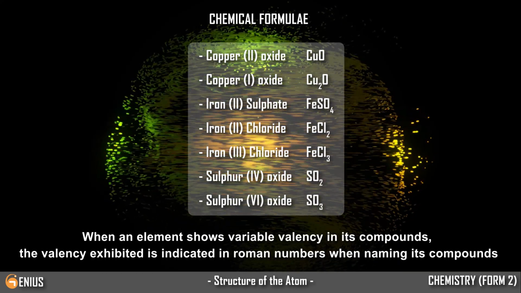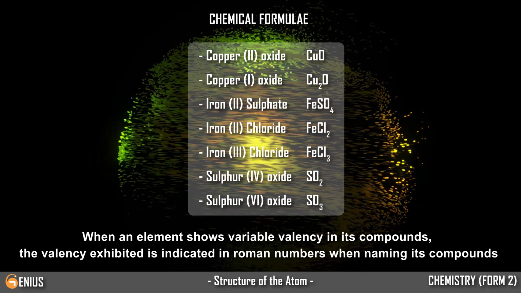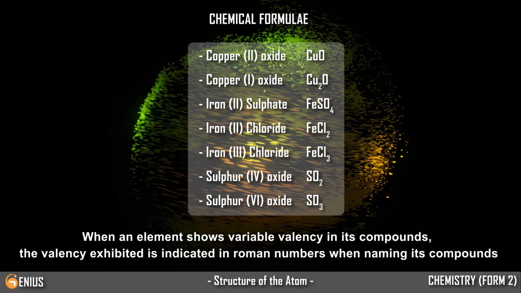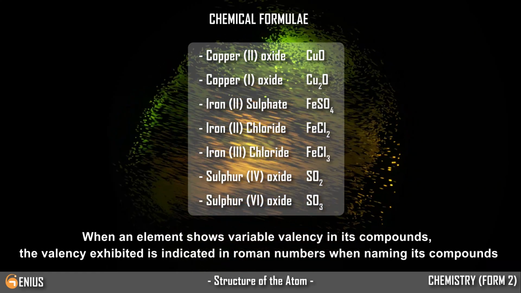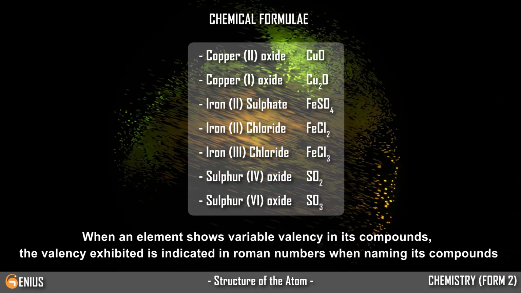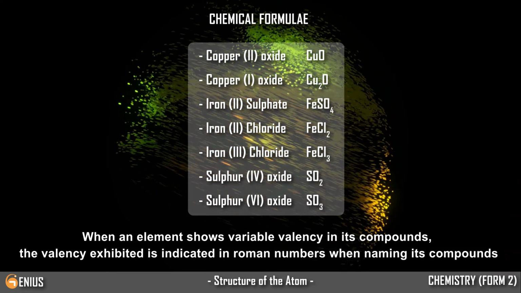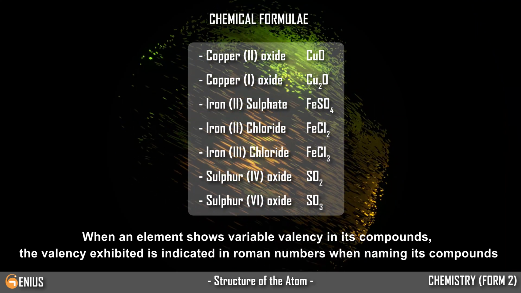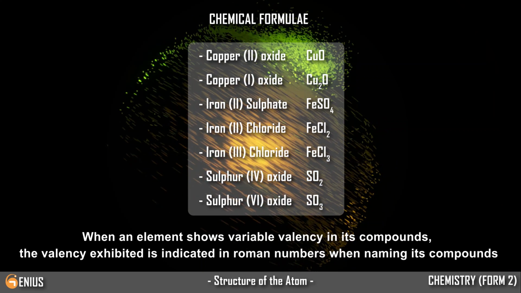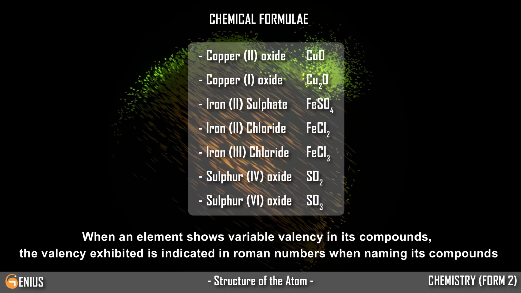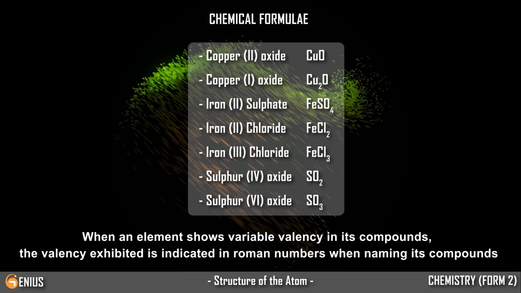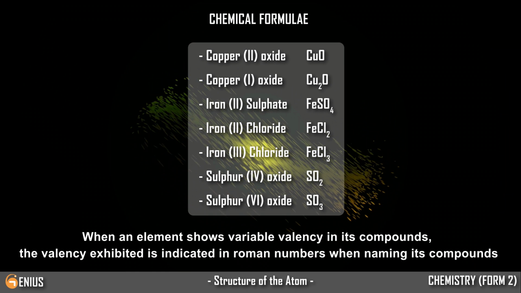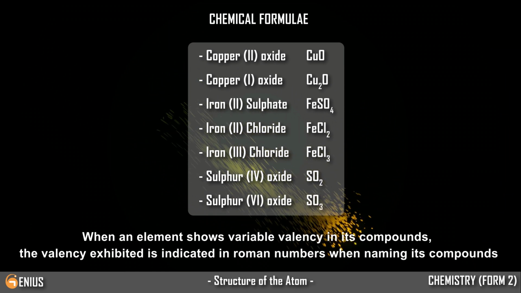When an element shows variable valency in its compounds, the valency exhibited is indicated in Roman numerals when naming its compounds. For example, copper(II) oxide, CuO, copper(I) oxide, Cu2O, iron(II) sulfate, FeSO4, iron(II) chloride, FeCl2, iron(III) chloride, FeCl3, sulfur(IV) oxide, SO2, sulfur(VI) oxide, SO3.